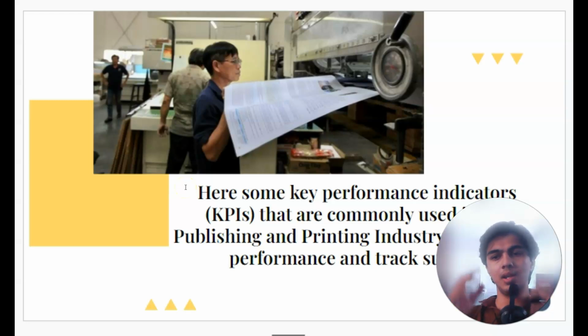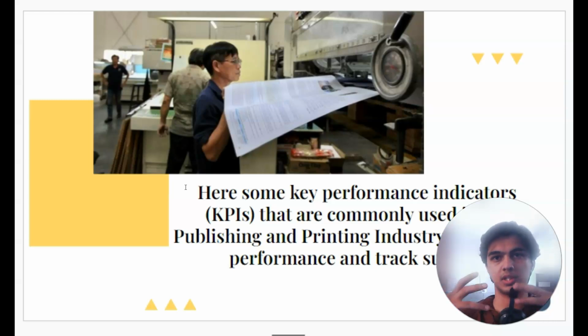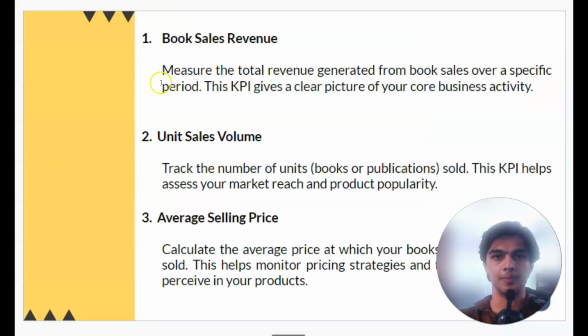Now, every industry has some kind of indicators that show the performance and the growth rate of that particular industry, how that industry has been growing year by year. So here are some key performance indicators that are commonly used in the publication and printing industry to measure its success. Okay. So first indicator is book sales revenue.